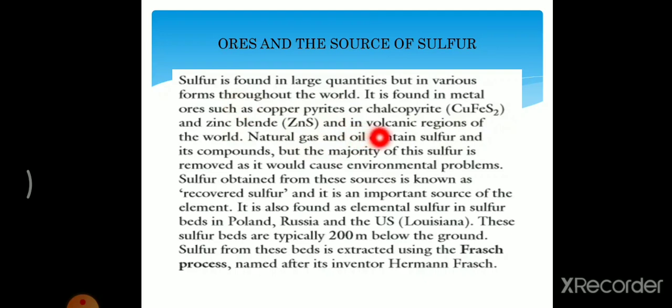Apart from that, sulfur is also found in volcanic regions. Wherever volcanoes are there, the area may be rich in sulfur. Natural gas and oil also contain sulfur. Here is the next one. This question was asked in a previous year: give a large scale source of the element sulfur. Poland, Russia and the US are large scale sources of sulfur.